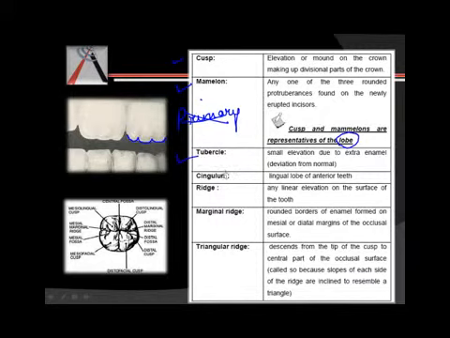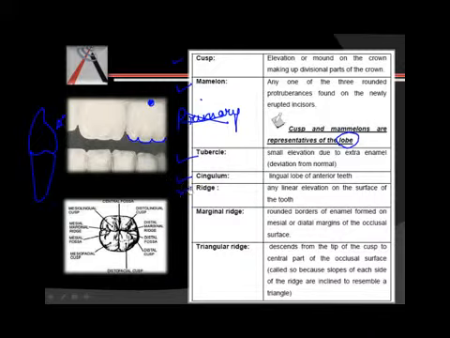Then we have tubercle. Tubercle is something that is a deviation from normal, that is deposition of a small extra enamel on the surface of the tooth, that would be tubercle. Then we have cingulum. Cingulum is a lobe that is seen on the lingual side of an anterior tooth. So this is your cingulum.